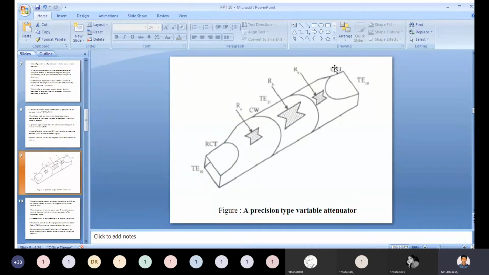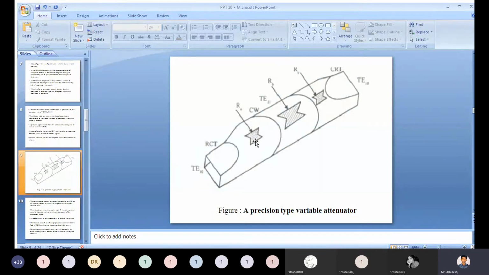This is a circular to rectangular transition. This is the TE10 dominant mode. You need to remember all these. CW indicates the circular waveguide. This is the resistive chord RB, and these two are the two fixed resistive chords.